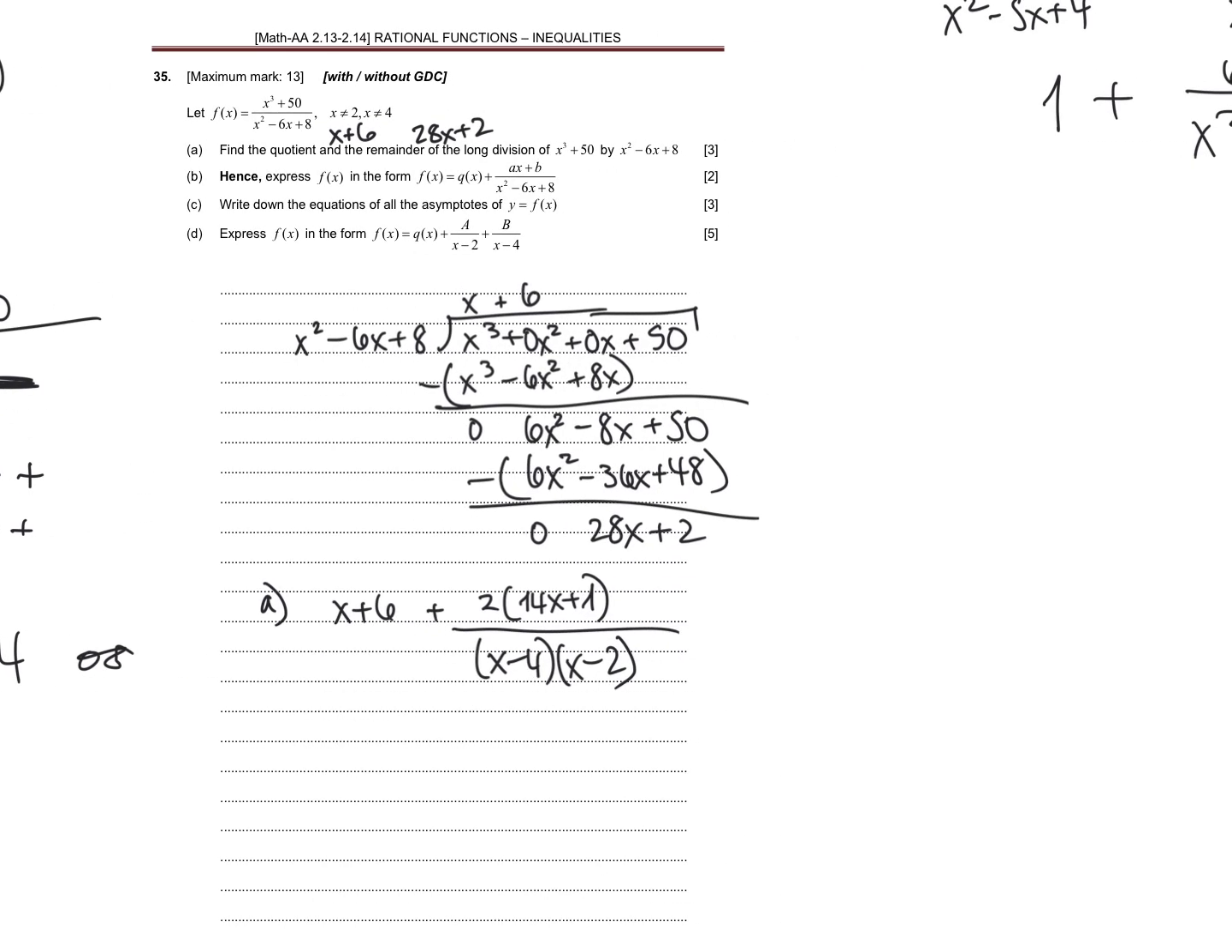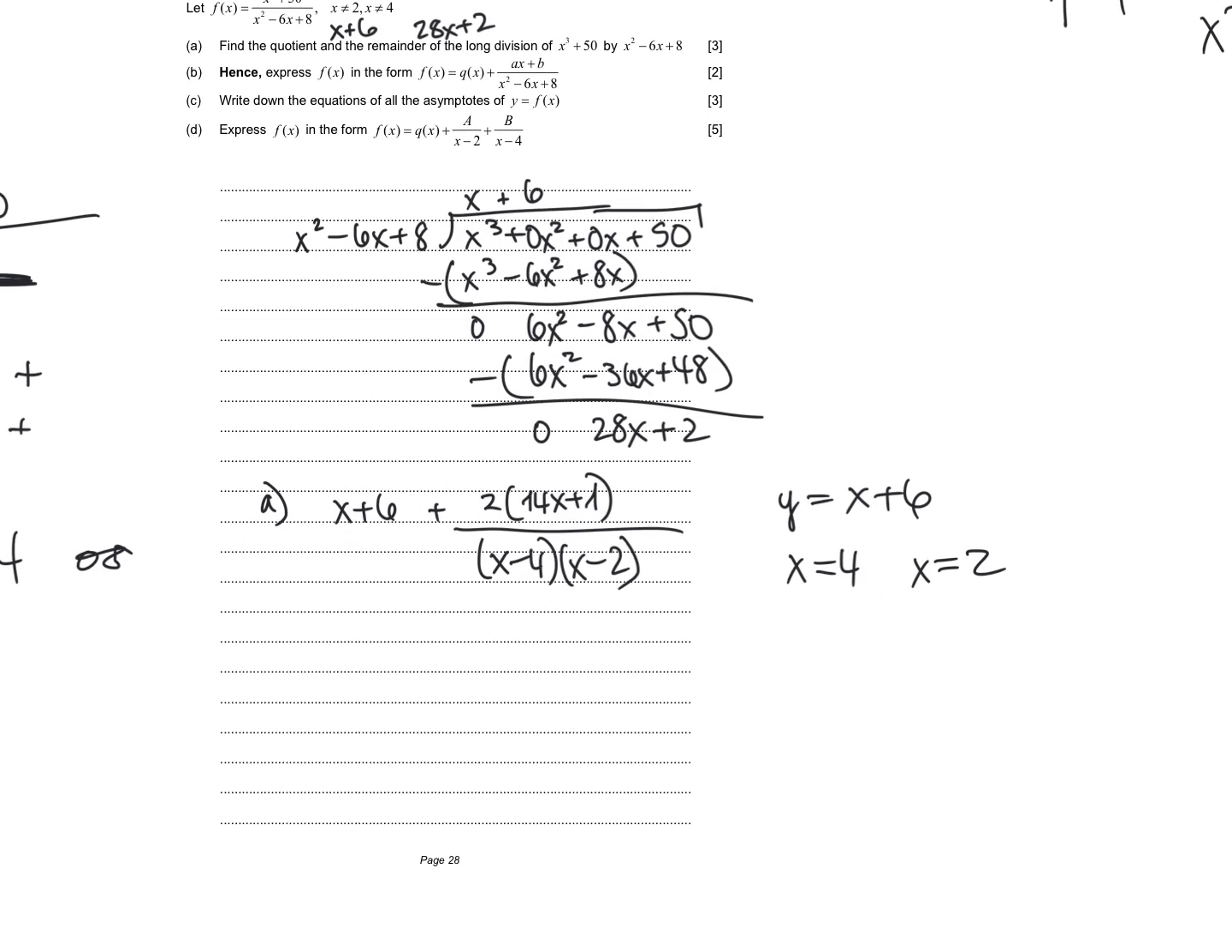For C, write down the equations of all asymptotes. So that means we're going to have y equals 0 because the degree of the top is 1 and the degree of the bottom, no, it's not. It's a slant asymptote at x plus 6, sorry. And then the vertical asymptotes are at x equals 4 and x equals 2.